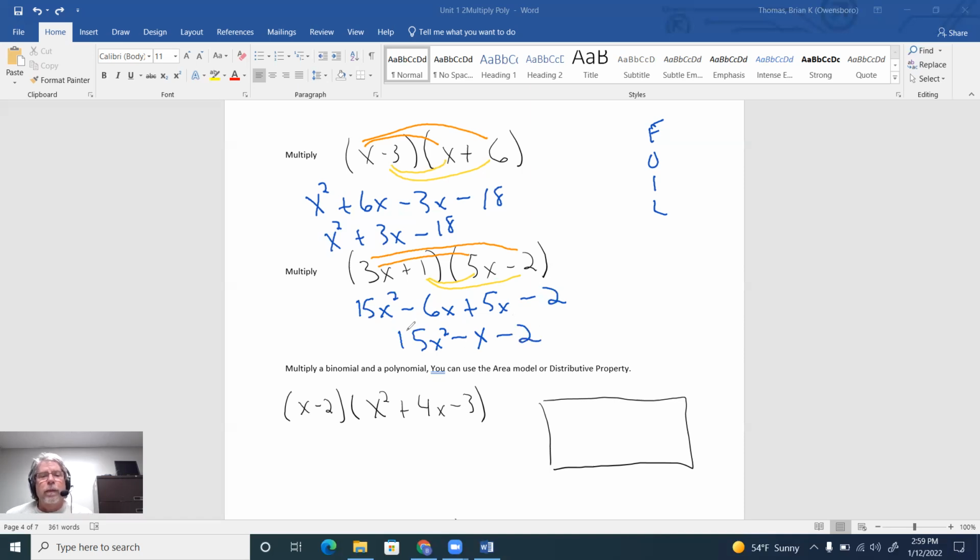So remember, the 15x squared is the highest degree term. The -2 is the lowest degree term. So the 15 is called the leading coefficient. The -2 is actually referred to as the constant, as far as some things that we talked about.